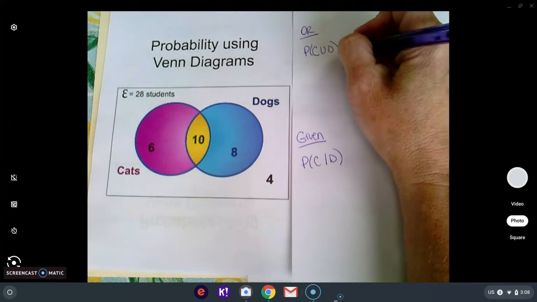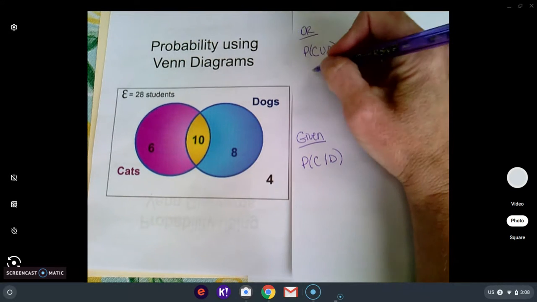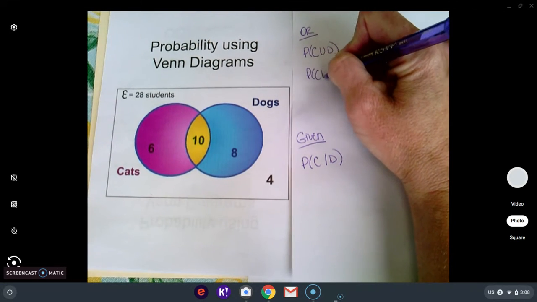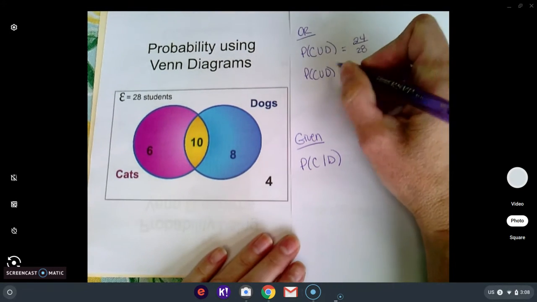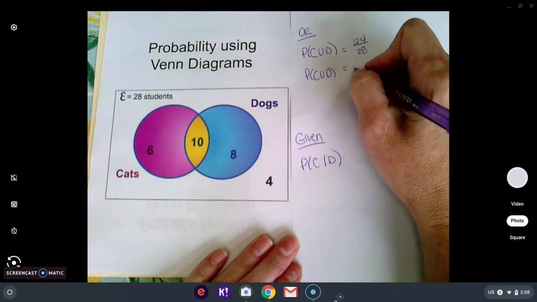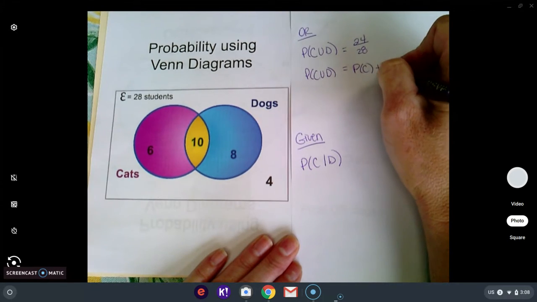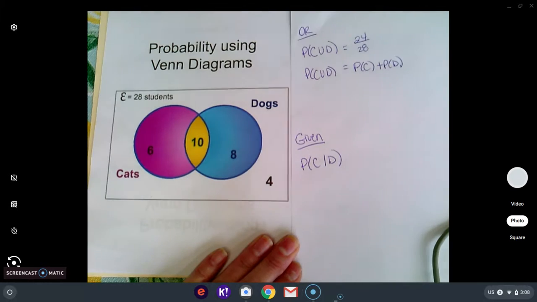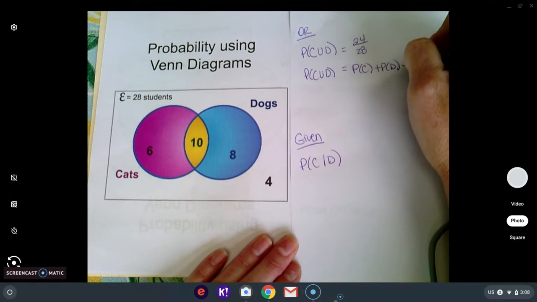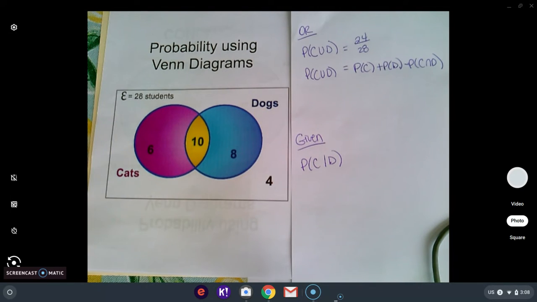And then we got a little bit into this, but I want to formalize it. The other way we can do it is this formal calculation. The probability of a cat or a dog is the probability of having a cat plus the probability of having a dog minus the probability that you have both, because we've added those people in there twice.